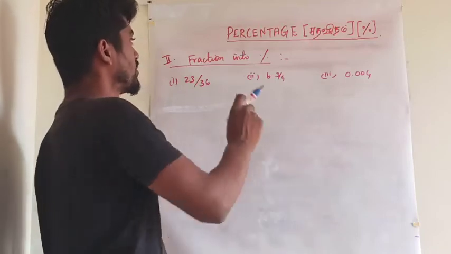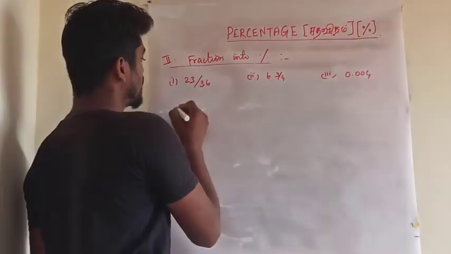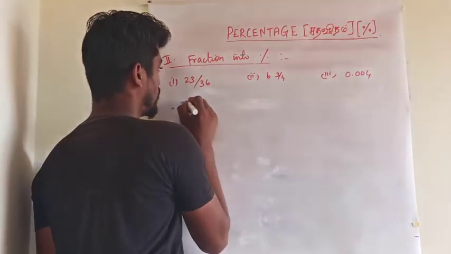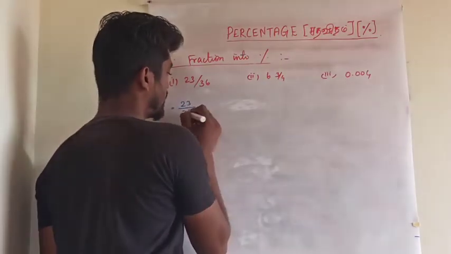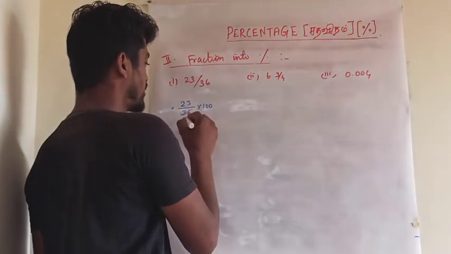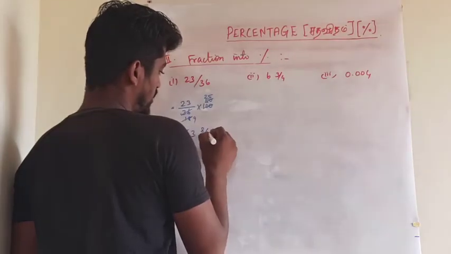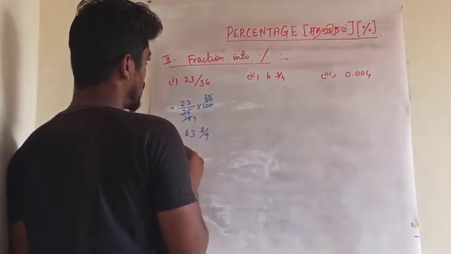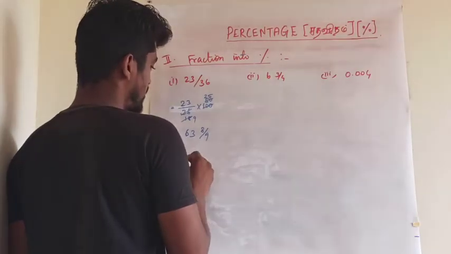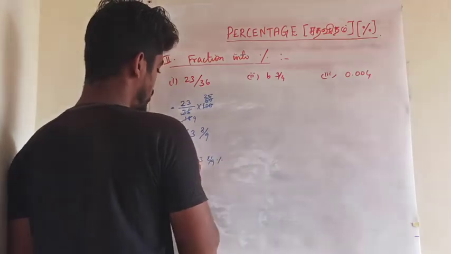The next type is to convert the fraction value into percentage. In this conversion we have to multiply by 100. 23 divided by 36, multiplied by 100. We have to simplify. The simplified value is 63 8 by 9. So the fraction 23 divided by 36 is equal to 63 8 by 9 percent.